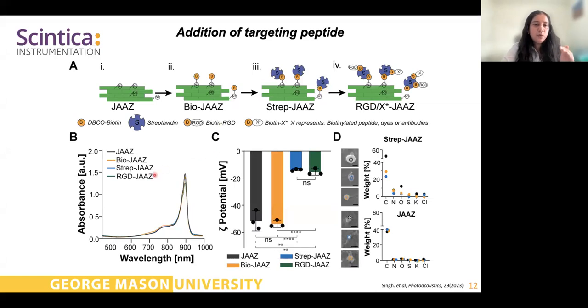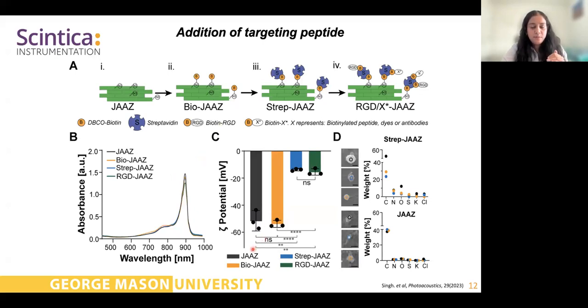And after, we wanted to make sure that even after several steps of functionalization, we do not lose any of the optical properties. And we did notice that the 895 nanometer peak is retained even after several steps of functionalization and filtration and purification of these particular particles.